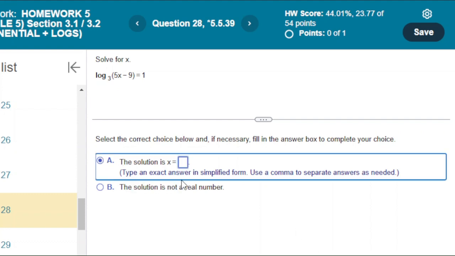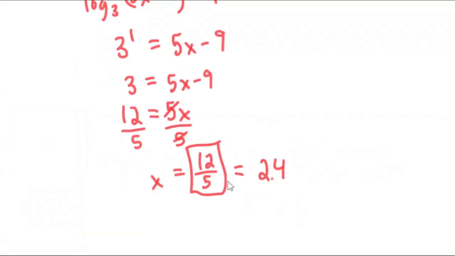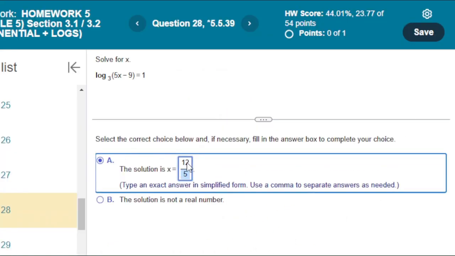Okay, now it says type an exact answer in simplified form. Use a comma to separate answers as needed. Well, we only have one answer. And the question is, which could we write here? Well, it doesn't say to type an integer or a simplified fraction or something like that. If it said type an integer or a simplified fraction, then we would definitely want to use 12 fifths, because that's a simplified fraction. In fact, neither of these answers is an integer, right? Not a whole number. But since it didn't say to do that, 2.4 would be totally fine. 12 fifths or 2.4. That's right, 12 fifths.